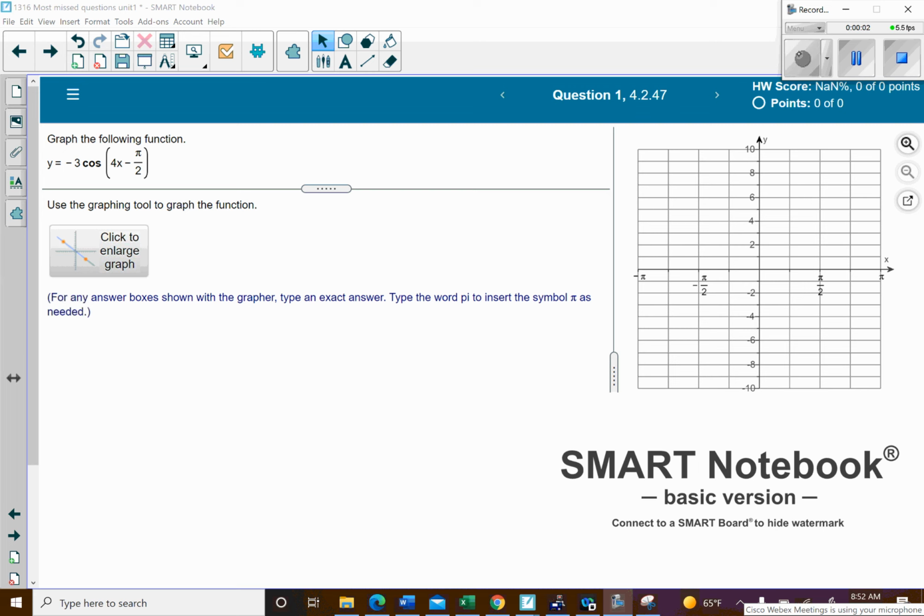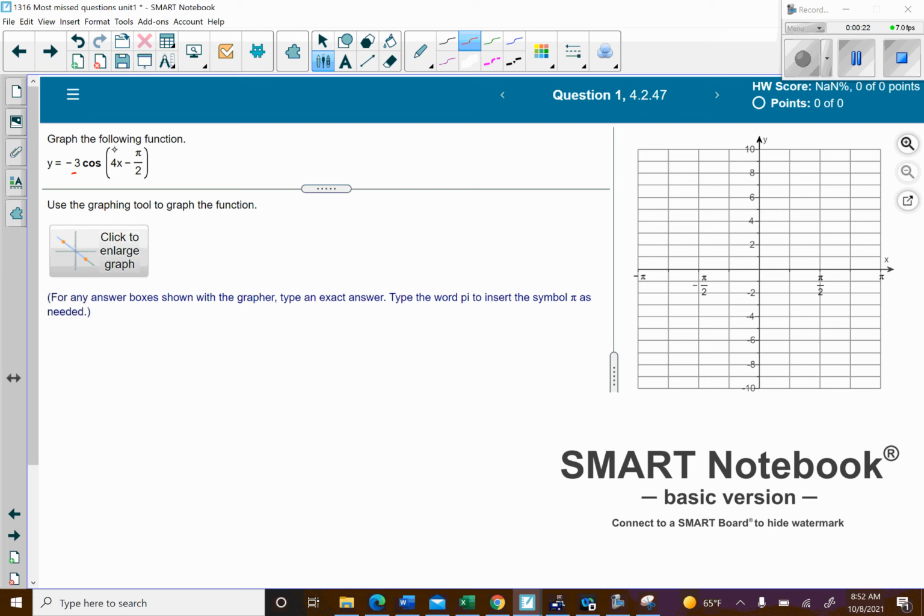Okay, so here's the problem you sent. You mentioned you already know the amplitude, which is good, and you know the period, which is good. Now the phase shift on this, I can see why you thought it was pi over 2, but we didn't get to this point in class on Wednesday, or Tuesday.